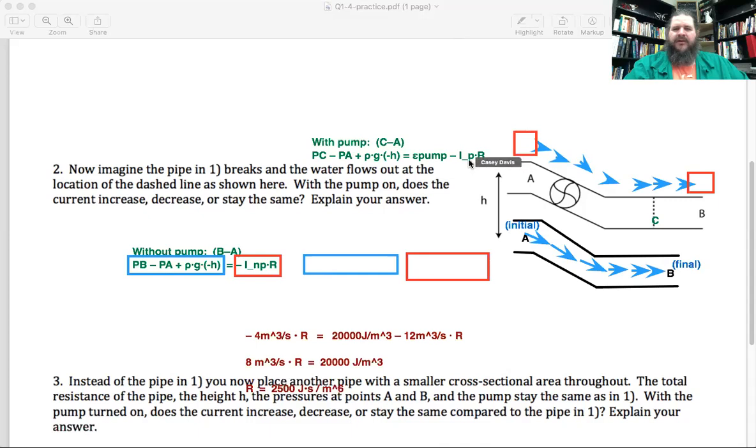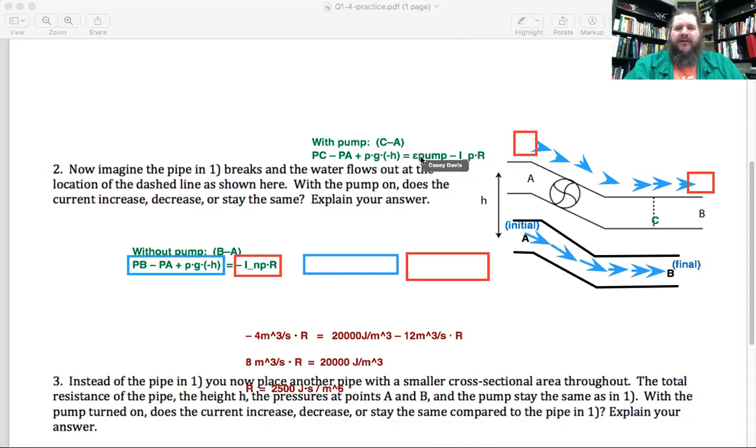Less resistance is going to mean what about the current? Yeah, I would expect an increased current, more current than there was before. Because if we've effectively decreased the resistance, conceptually, we've made it easier to flow. If it's easier to flow, but everything else is the same, we should expect a faster flow rate.